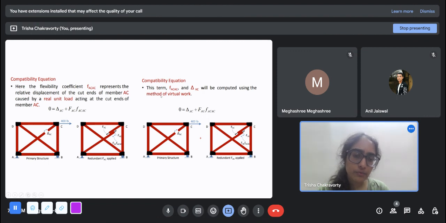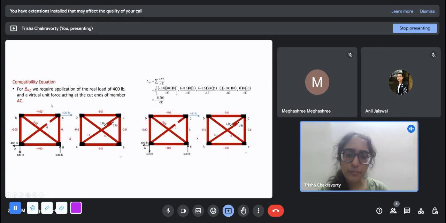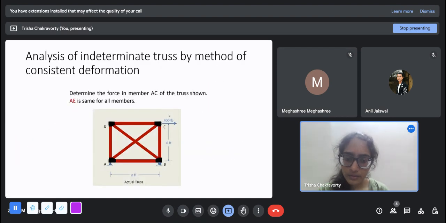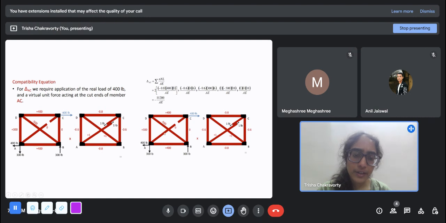Both this delta_AC and this small f would be calculated by the method of virtual work. So in the method of virtual work, this is the formula we used here. Capital N is the load applied, L is the length of the member. This is 8 and this is 6, so we know this theta, and we can find the length of this member. So this L times 0.8 is the length of this member. This 400 is the applied load, and we have to add over all the members. So it is the force developed in each member times the length of that member divided by AE of that member. Here AE has been taken as constant.